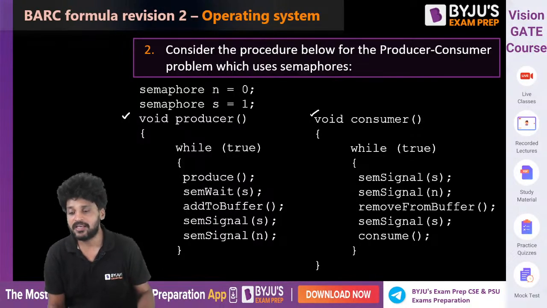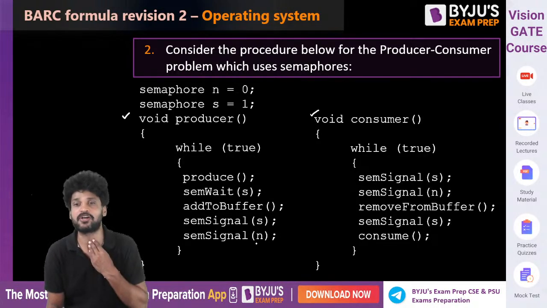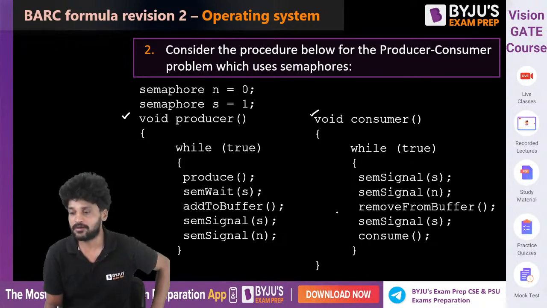After coming out, he needs to release signal operation on S. He also needs to perform signal operation on N. Okay. Now, when it comes to the consumer, while 2, he is going to perform a signal operation on S followed by signal operation on N, remove from the buffer.